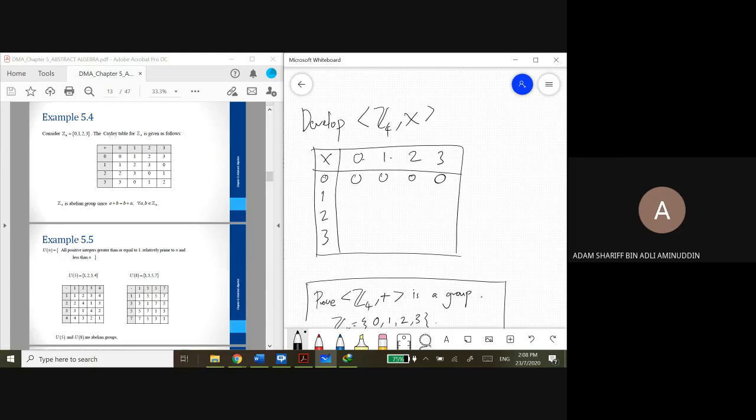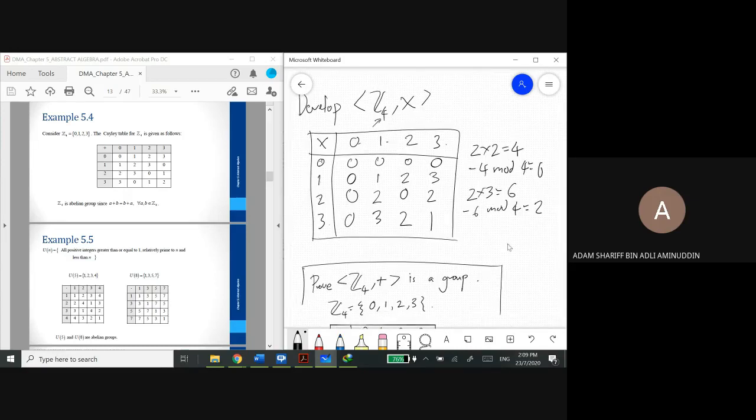Okay? Next, this is 0. Start with 1 times 1, 1. 1 mod 4. Don't forget mod 4, because this is still mod 4. 2, 3. Nothing special up until this point. 2 times 2 is 4. 4 mod 4 is 0 here. 2 times 3 is 6. And as you know, 6 mod 4 is 2. This one becomes 0, 3, 2. 3 times 3 is 9. 9 mod 4 is 1.